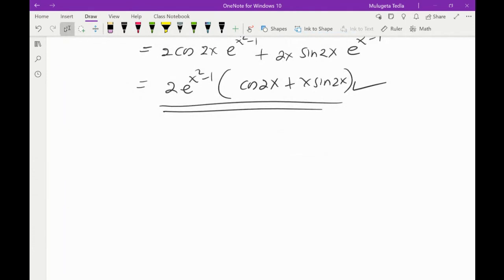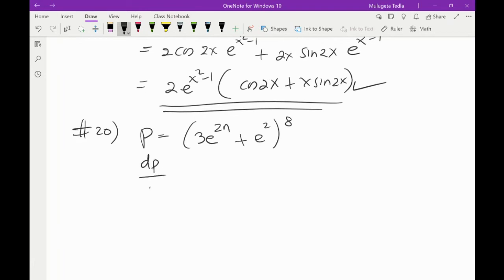All right, and we'll do chain rule. Number 20 is chain rule, and I have p equal to (3e^(2n) + e^2)^8. So dp/dn is: bring the 8 up front, (3e^(2n) + e^2) to the 7. You don't change the base when you are adjusting the exponent.